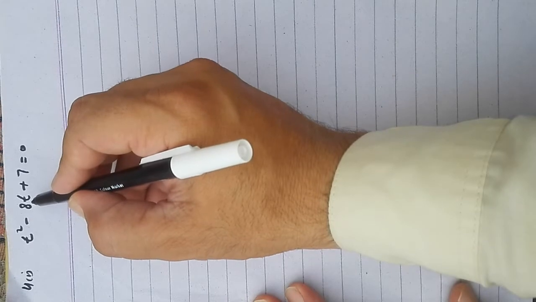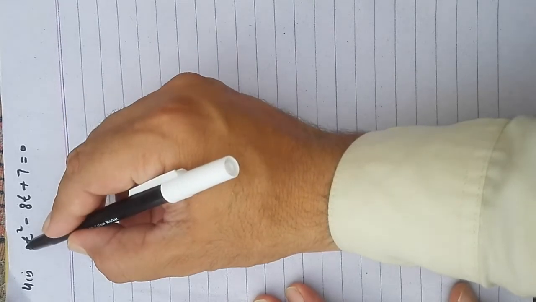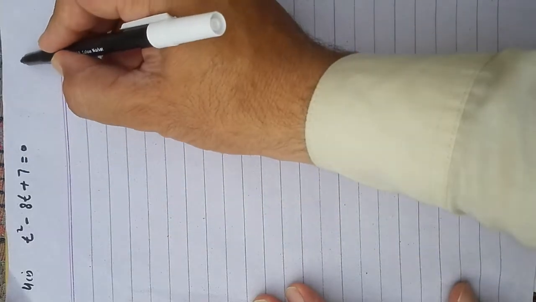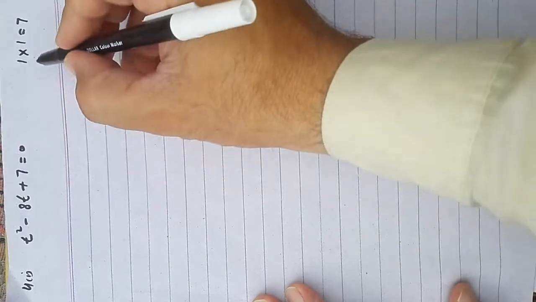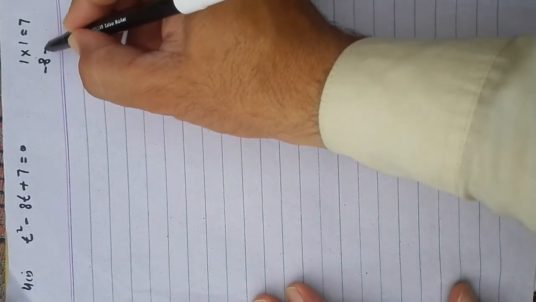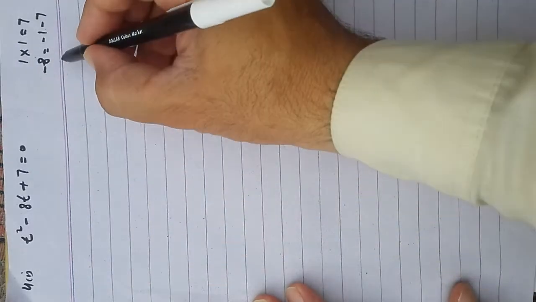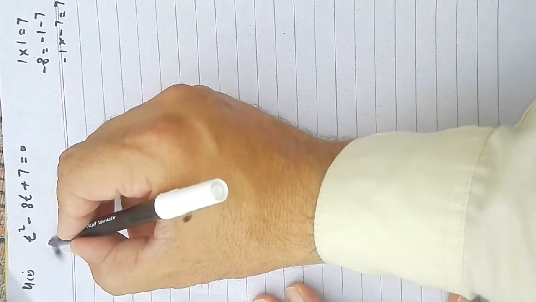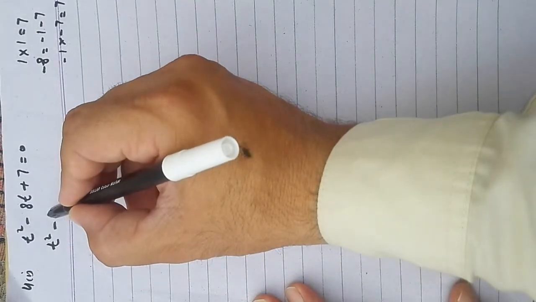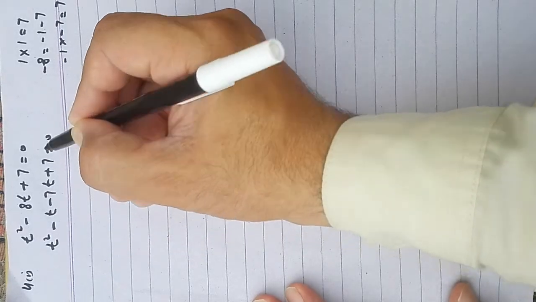Split the linear term in such two terms whose sum is equal to the linear term and whose product is equal to the product of these two, that is 1 into 7 equals to 7. Now write this minus 8 equals to minus 1 minus 7, we get minus 8, and minus 1 multiplied by minus 7 we get plus 7, which is this one. So we can write this t square minus t minus 7t plus 7 equals to 0.